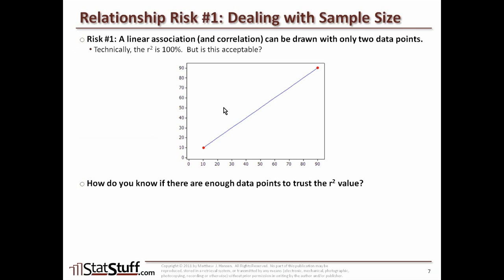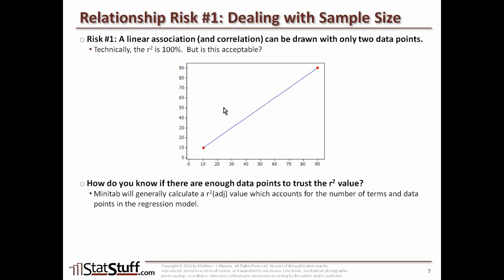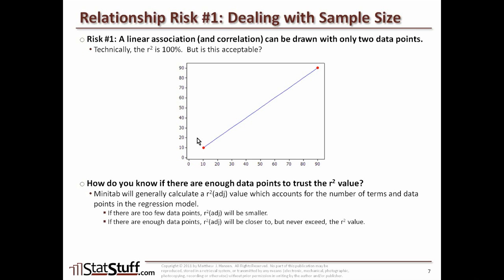So at what point do you know if you have enough data points that you can trust your R squared value? Well, in Minitab, it will generally calculate for us an R squared adjusted value, and that will usually be one of the outputs that comes from these types of regression tests. So you look for the R squared adjusted value, which accounts for the number of terms and the data points in the regression model. So in this example, it might return technically like an R squared of 100%, but the R squared adjusted will be far smaller because it's accounting for there only being 2 data points. But the more data points you add to this, then the closer your R squared adjusted will get to the R squared value. So if there are too few data points, your R squared adjusted will generally be smaller, and if there are enough data points, the R squared adjusted will be closer to, but it'll never exceed, the R squared value.